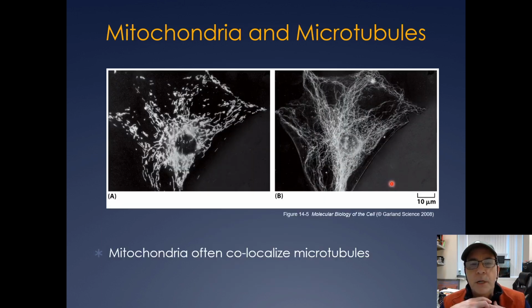So one of the things with mitochondria is they tend to co-localize with microtubules. That gives them a nice little attachment area. And so here's just staining for mitochondria in this cell. And then if you stain the microtubules here, you can see that basically the mitochondria are co-localized to the microtubules.